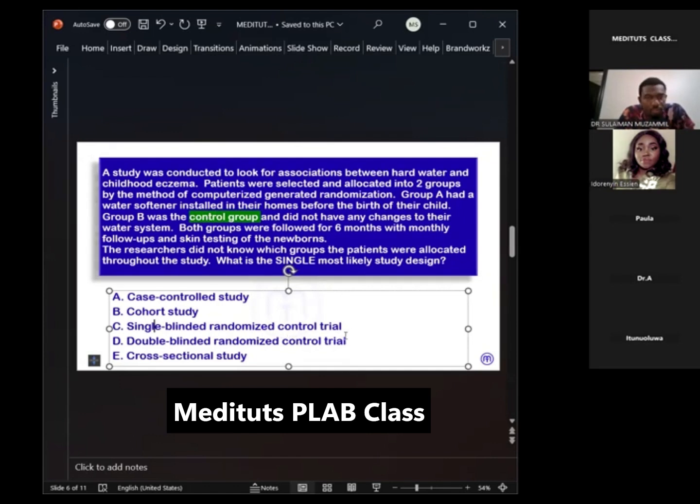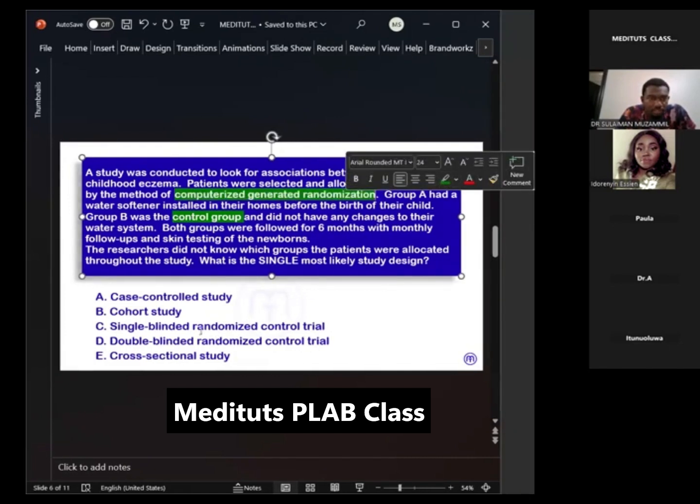So we are looking at a control trial, and then the word randomized is because they use the computer to differentiate the groups. They did not choose the people to get the water softener. So it makes it a randomized control trial. Now the question is, is it a single blinded randomized control trial or a double blinded randomized control trial? Dr. Essien, you went with double-blinded randomized control trial, which was very good. It means you've eliminated every other option apart from these two.